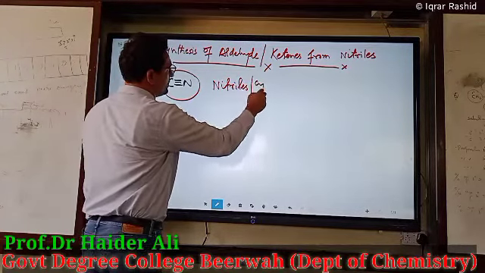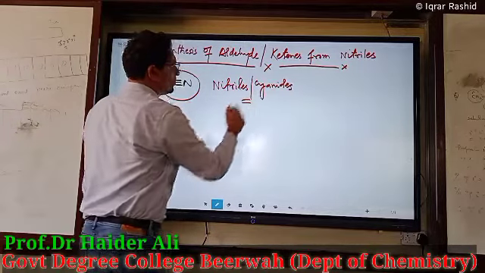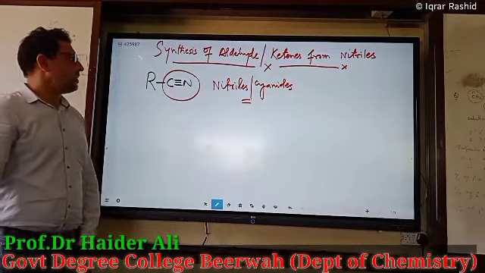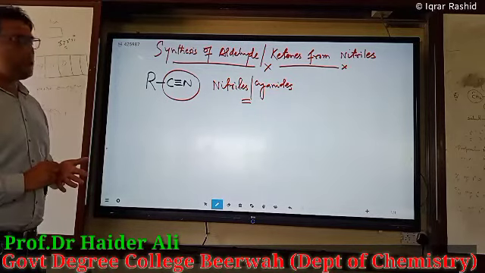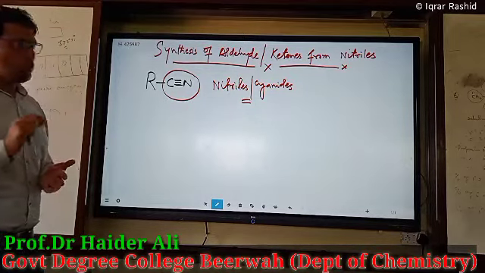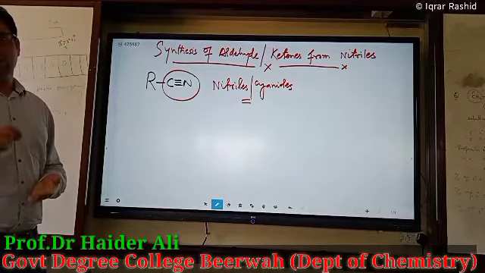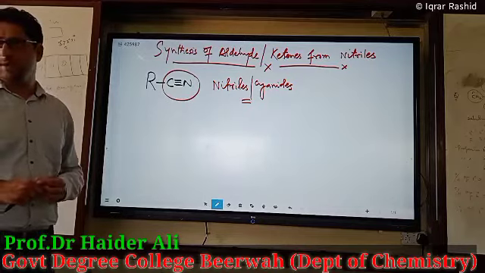Nitriles are cyanides. Okay, two names. So the compounds in which C triple bond N is found, right? They are called nitriles or cyanides, right? So here what do we have to do in this method? We will take nitriles, fine. We will prepare ketones or aldehydes from them by reaction with Grignard's reagent, fine.